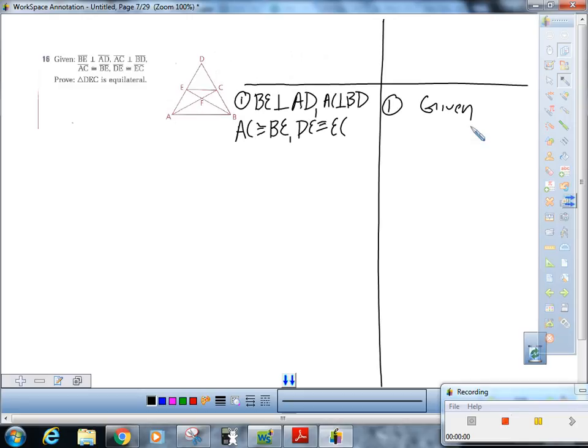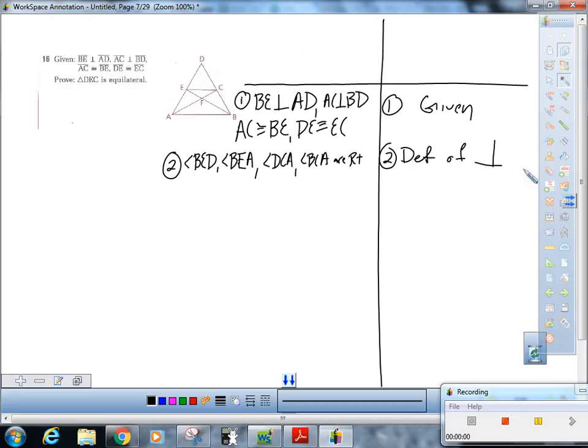So, BE. I'm going to buy myself a little more room. Angle BED. Angle BEA. I don't really know which one of these I'm going to use, so I'm going to list them all. Angle DCA and angle BCA are all what? They're all right angles. And my reason is definition of perpendicular. Okay? So now I can mark these up accordingly.